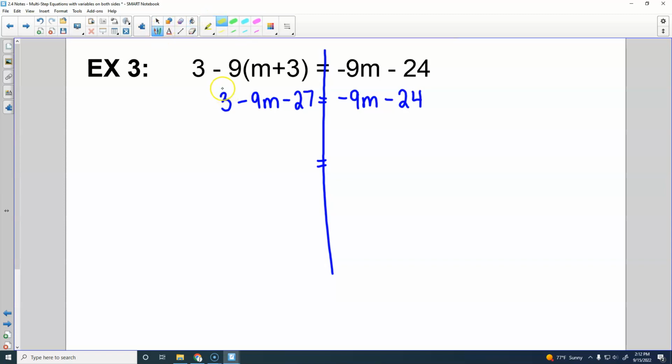All I need to do right here is combine my like terms right there. So 3 and -27 is -24. So -24 minus 9m, or if you wrote -9m minus 24, that equals -9m minus 24. All right.